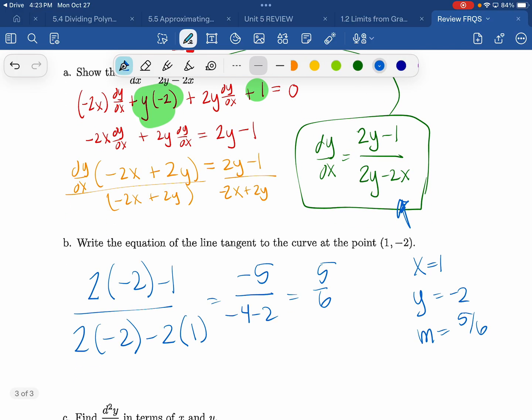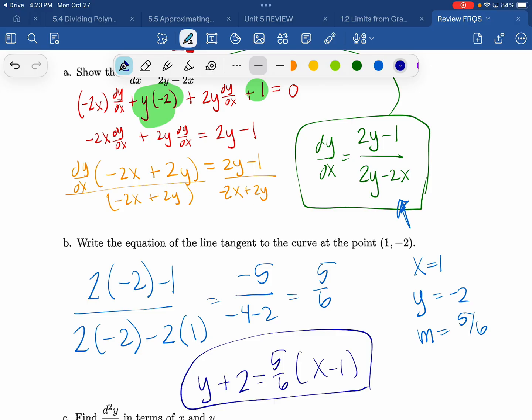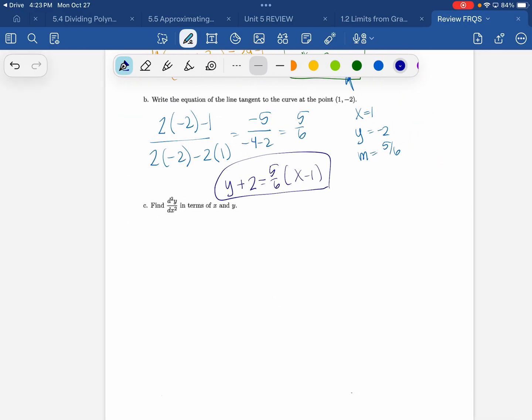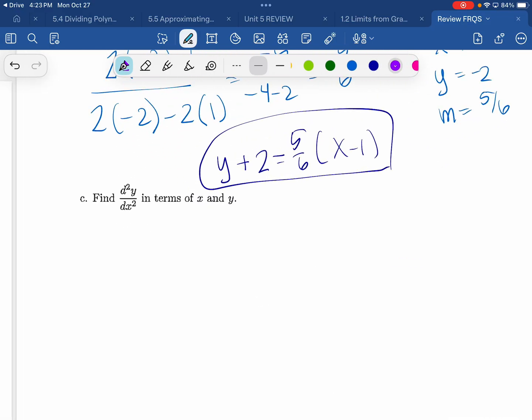And so I have to write the equation of the line. y minus a negative 2, the double negative turns into a plus: y plus 2 equals 5/6 times (x minus 1). And then the last part here is to find the second derivative.